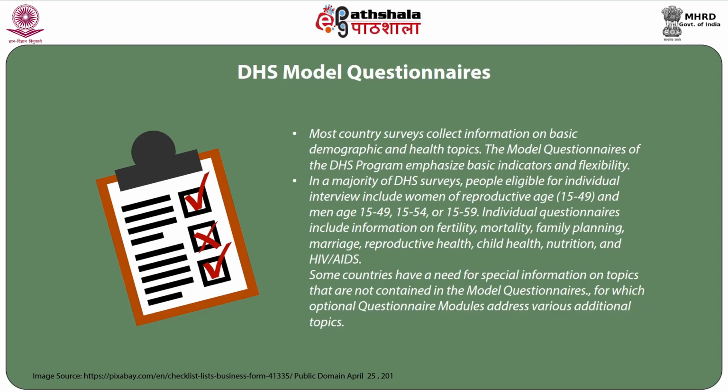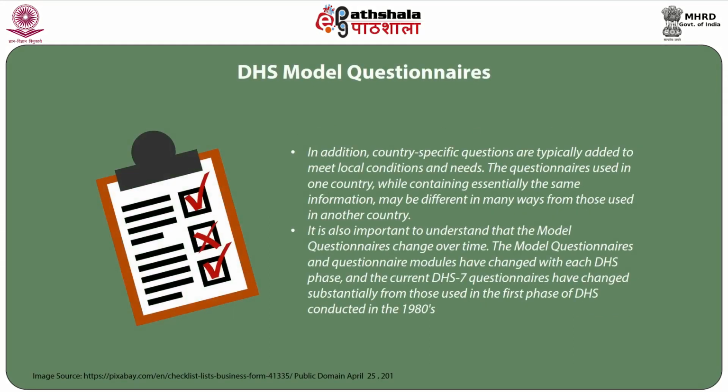Individual questionnaires include information on fertility, mortality, family planning, marriage, reproductive health, child health, nutrition and HIV/AIDS. Some countries have a need for special information on topics that are not contained in the model questionnaire. To accommodate this need and to achieve some level of comparability across countries that have a need to collect such data, optional questionnaire modules address various additional topics. In addition, country-specific questions are typically added to meet local conditions and needs.